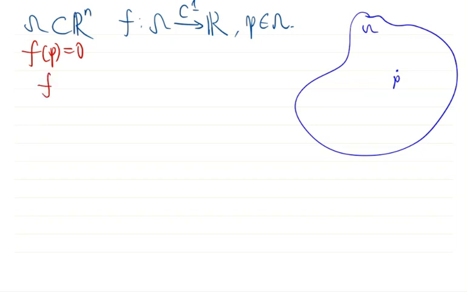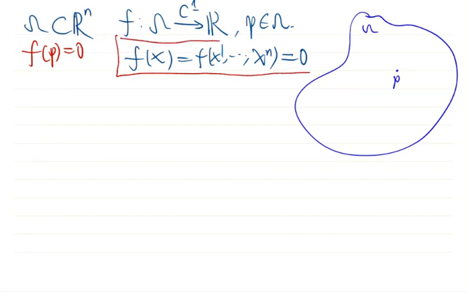So the set f(x), that is f(x1, ..., xn) is 0. The points x satisfying this condition is a subset of omega. In particular, p is a point satisfying this condition. So this set is f equal to 0. Okay. Sometimes we call it a level set, where p is here.